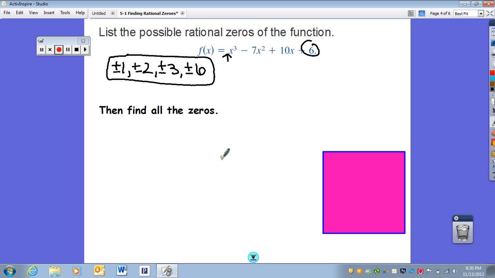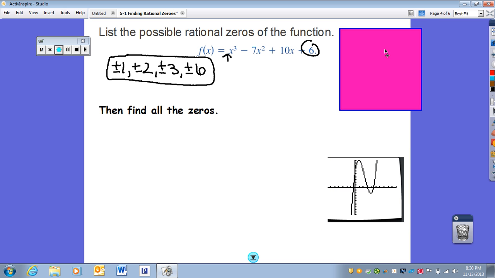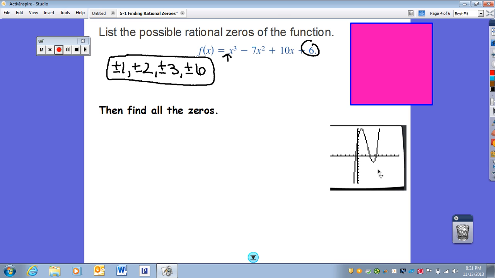Now the problem occurs quickly that the more factors we have for each of these, the more possibilities there would be. In this instance, we have 8 possibilities, and so that can become a problem of having to test so many different rational zeros. So here's the other thing that we would recommend. What we would recommend is plotting our polynomial function with our graphing calculator.